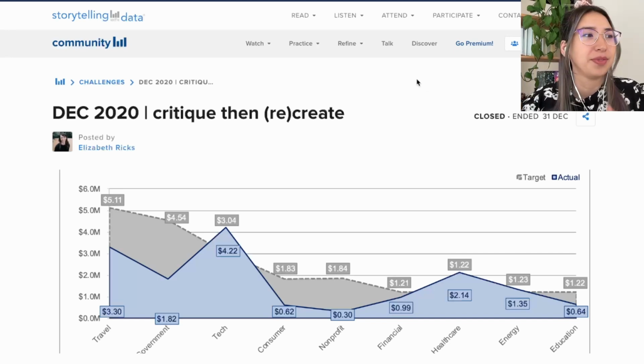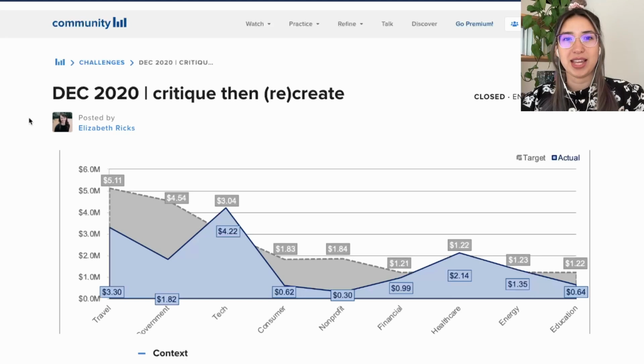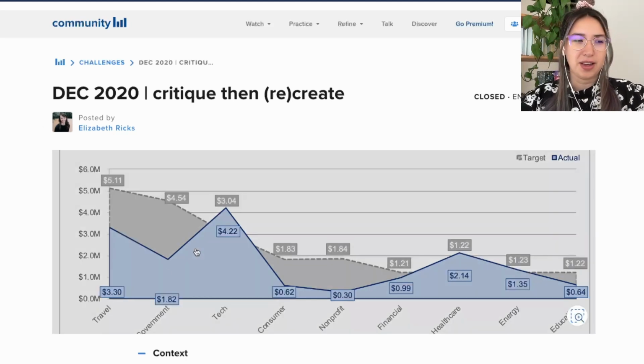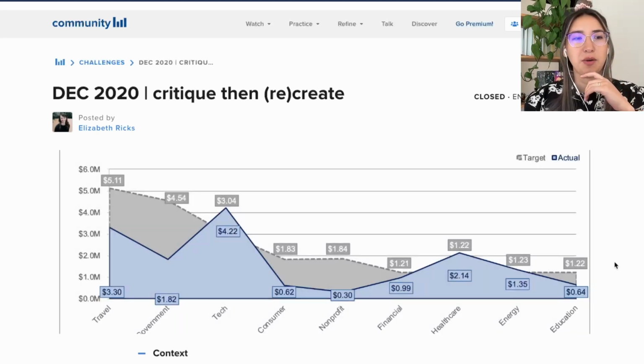So the data in this example is of different subscription revenues of 9 different industries. And we have both a target, which is this gray, and this actual revenue in blue. And so we have these two measures, target and actual, for 9 different industries.